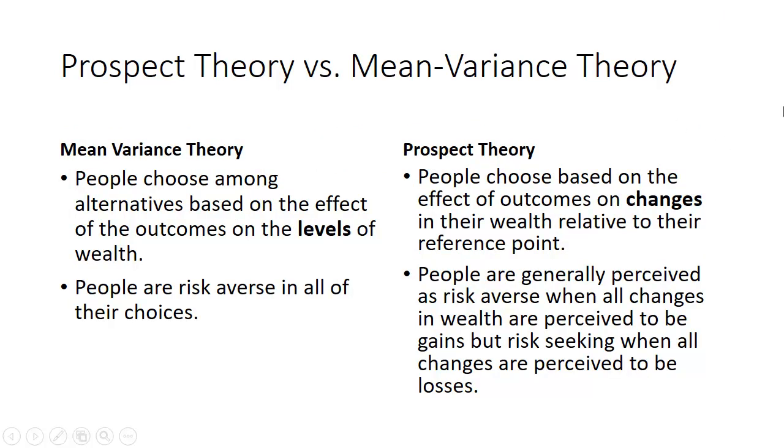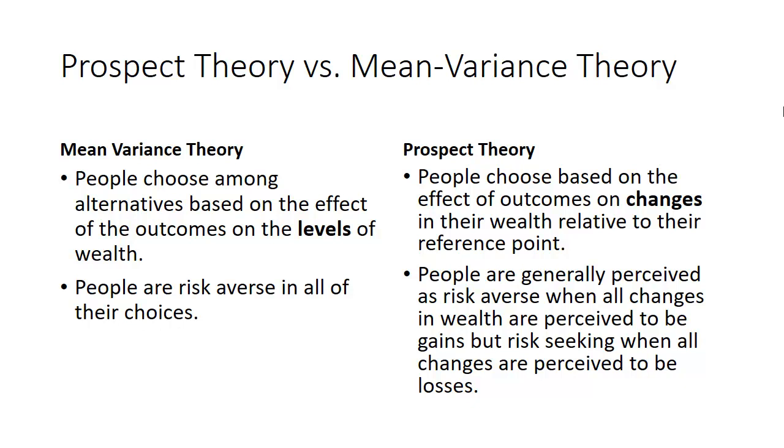Now, let's take a look at the differences between the two. In mean variance theory, people choose among alternatives based on the effect of the outcomes on the levels of wealth. In prospect theory, people choose based on the effect of outcomes on changes in their wealth relative to their reference point. So, where they started from, okay? Where in mean variance analysis, if you have more, that's better. If you have less, that's worse, okay? But not where it changed, just what the absolute number is.